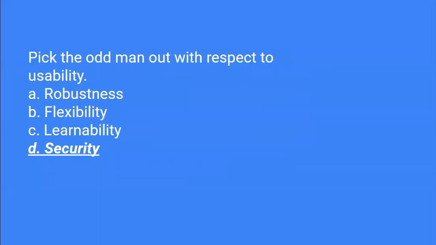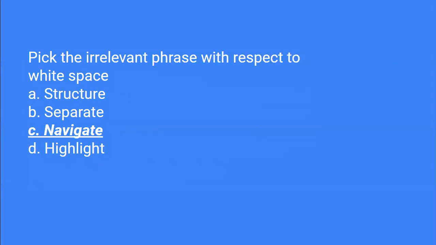Pick the odd man out with respect to usability: robustness, flexibility, learnability, security. When we are considering usability, it will not consider the security. Other things like flexibility, robustness, and learnability will be considered. So the answer is security. Pick the irrelevant phrase with respect to white space. The options are structure, separate, navigate, highlight. The answer is navigate.